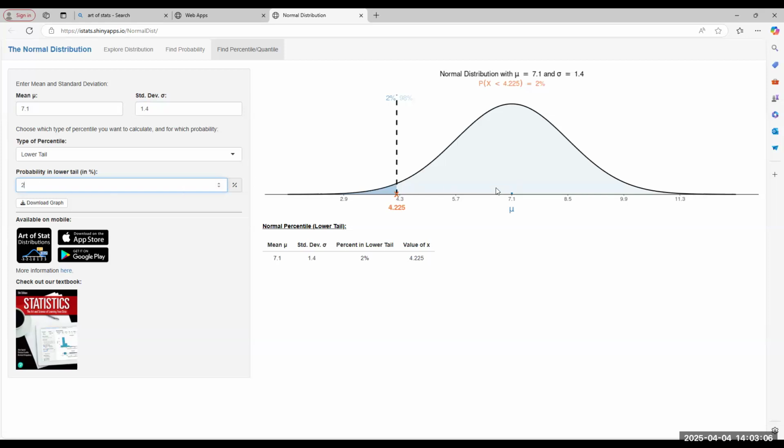You will see it's like the one that you suggested. So lower tail, and the value of the x is what? Is 4.225. 4.225 is exactly 4. Okay, you round it into the 4 years. Okay, very easy application, and you better use this one.